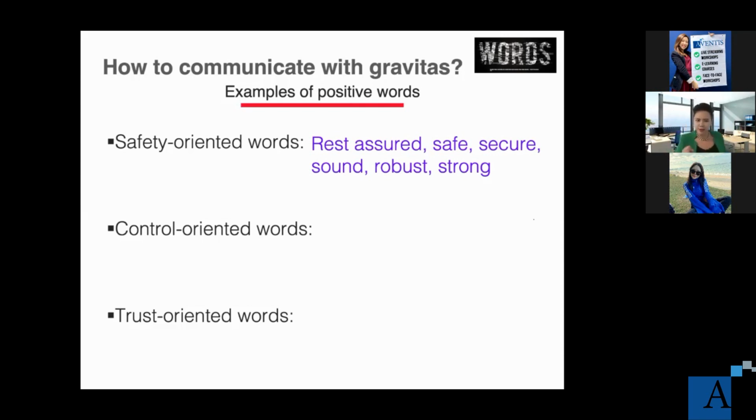So my lesson is, when you want someone to feel safe, say the word that you want them to feel. Instead of saying "don't worry," if you want to influence them to feel safe, you use "rest assured."